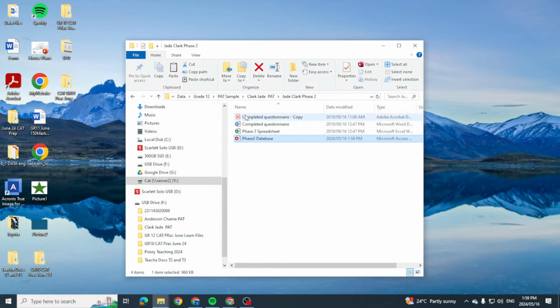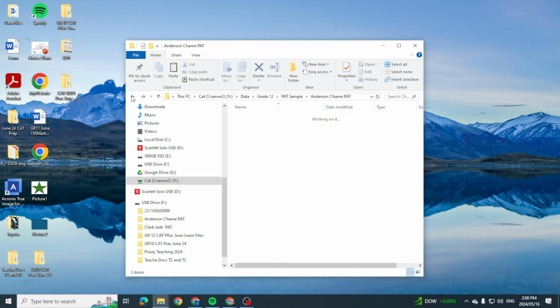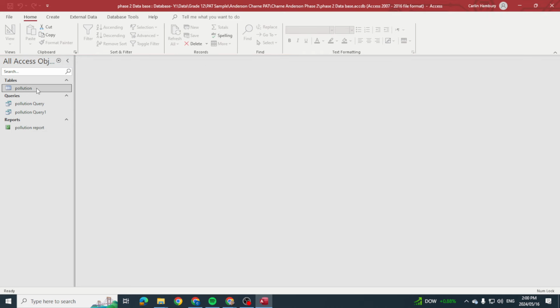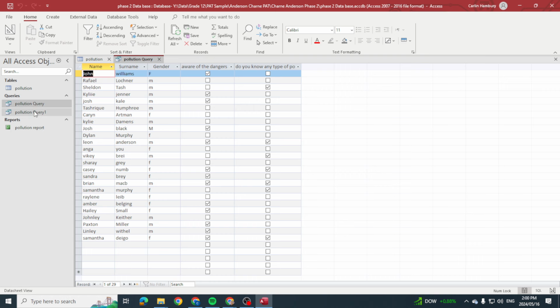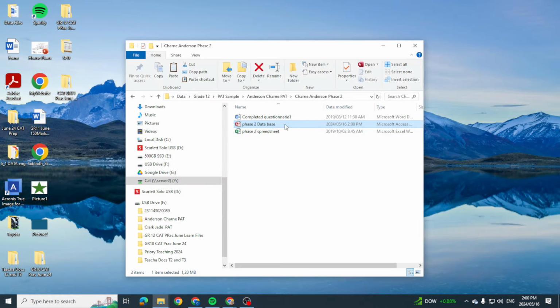Let me actually see if the other one was done correctly, because these two were friends. Not phase 3, phase 2. Okay, so there's our table. Query 1, query 2. Okay, now this report is even worse, but you get the idea. So in phase 2, this is just a sample.